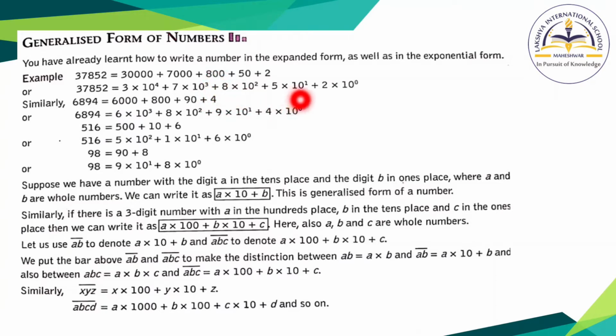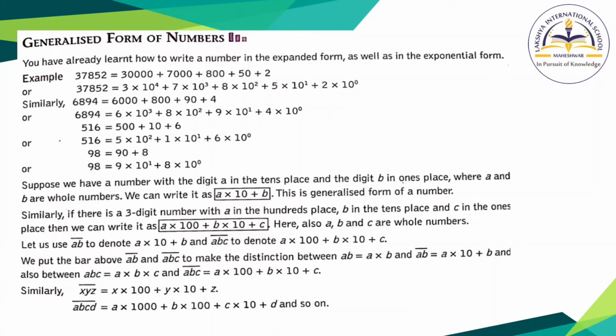So 5 into 10 to the power 1, because there is 1 zero, plus 2 into 10 to the power 0. Why do we write 10 to the power 0? Because if any number has power 0, we get only the value 1, so 2 into 1 will be there. So like this we can write in exponential form.